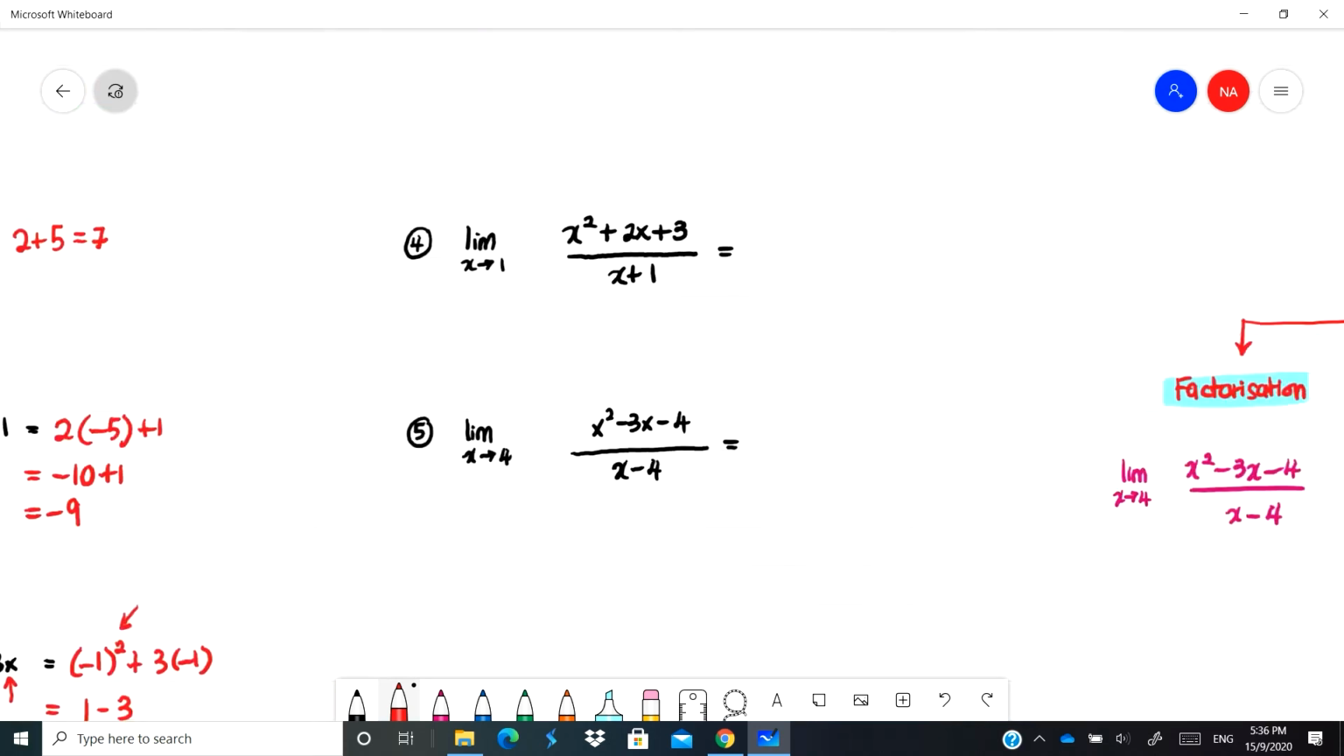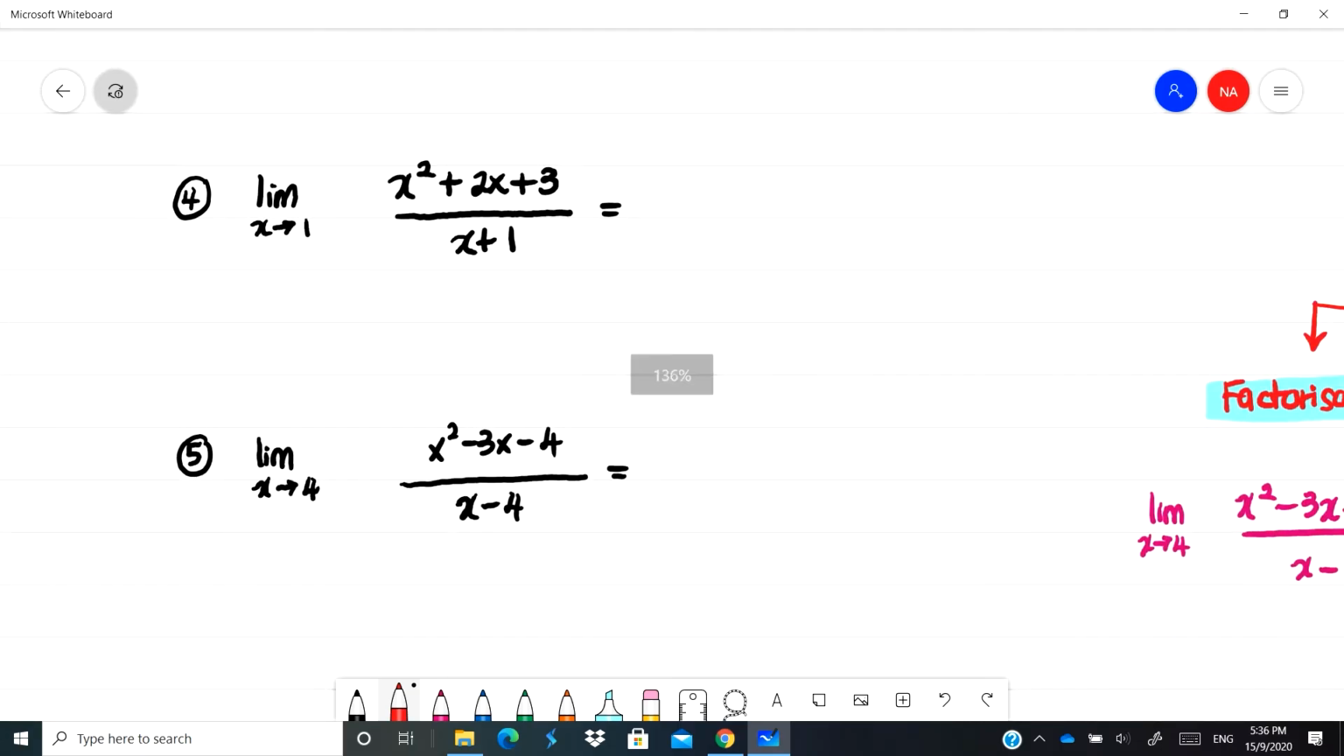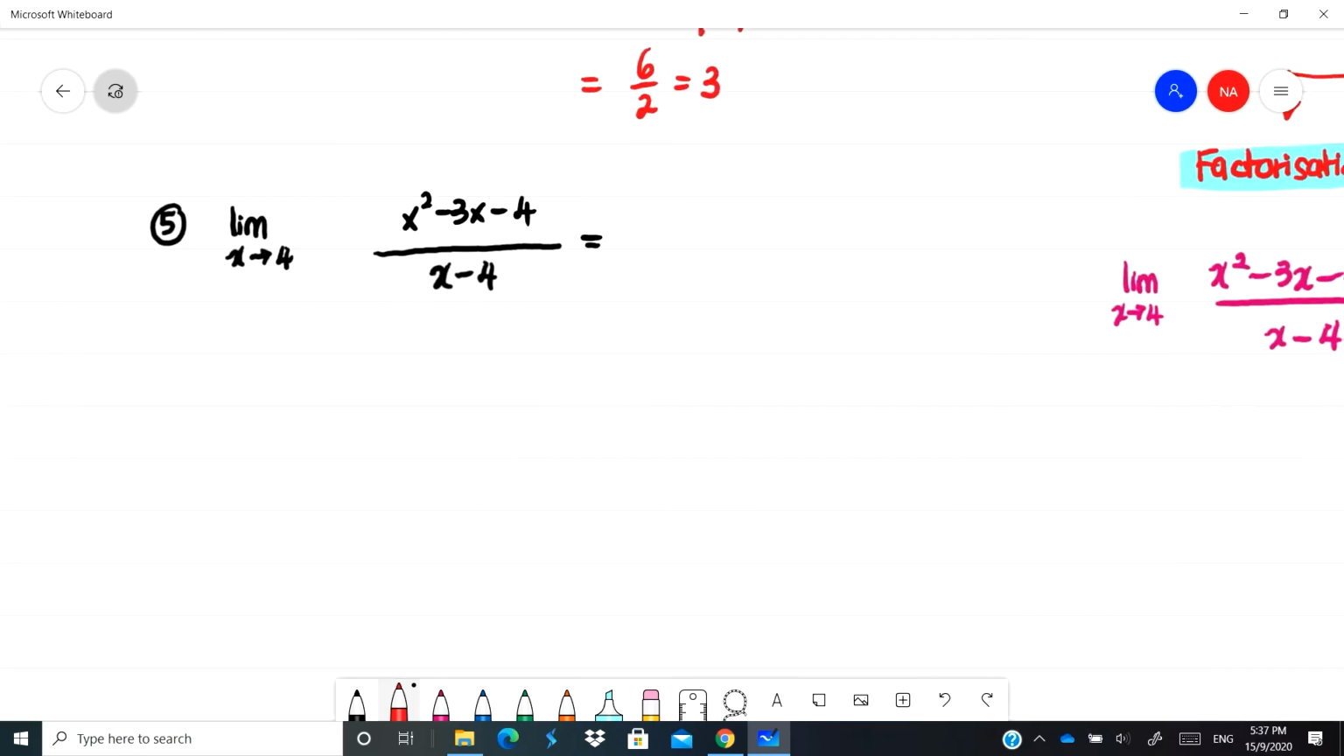Okay, so let's look at the next one. What if you have this limit as x approaches 1? There's no problem here. It will be something like 1 squared plus 2 multiplied by 1 plus 3, divided by 1 plus 1. So you will get 1 plus 2 is 3, 3 plus 3 is 6, 6 divided by 2. Of course, you get 3. You get a value, there's no problem.